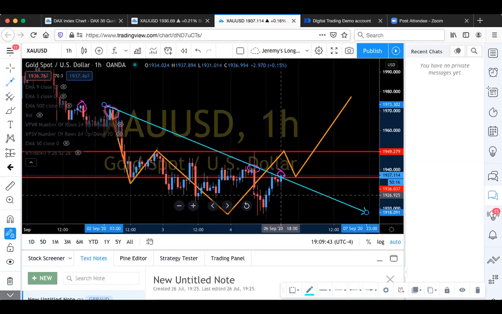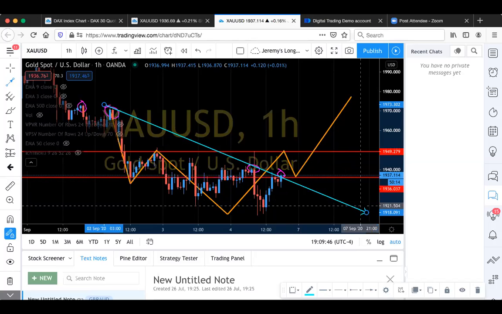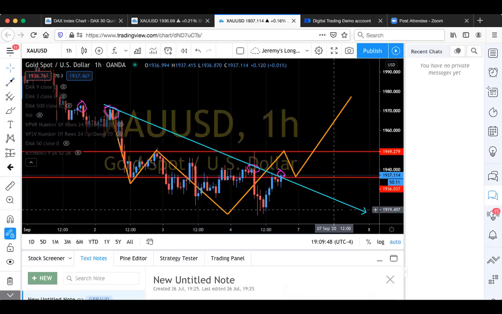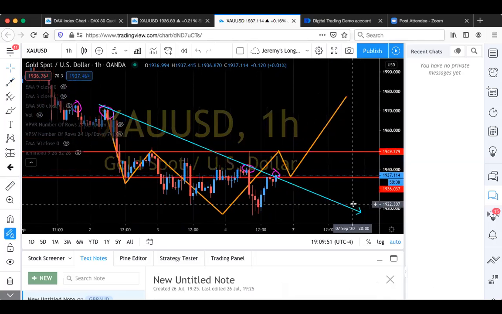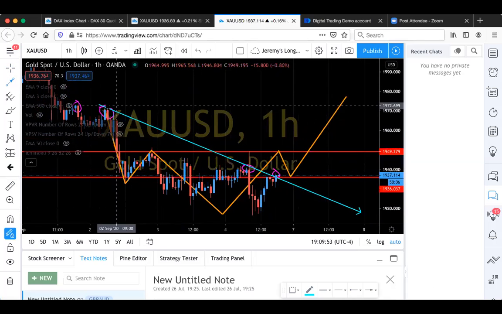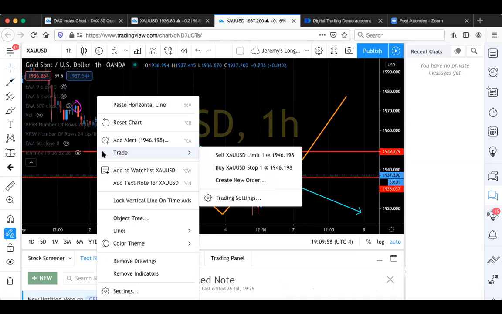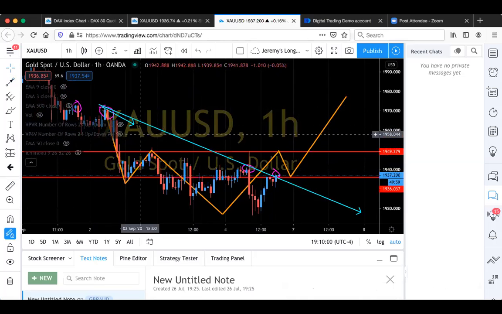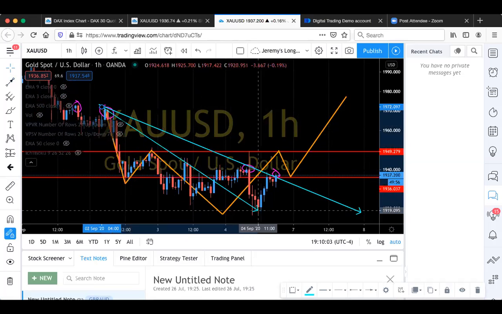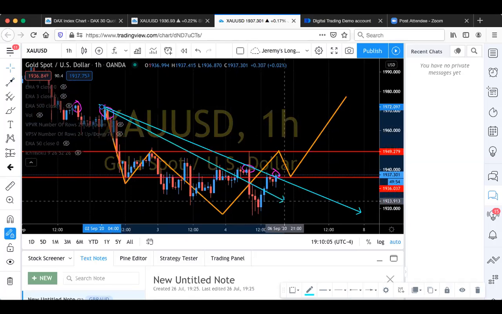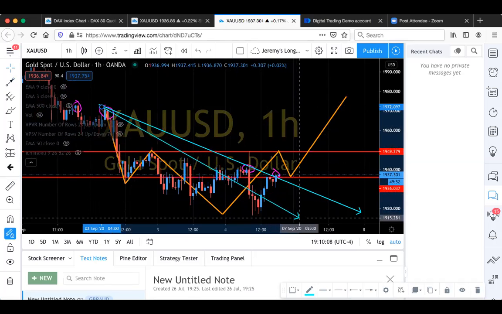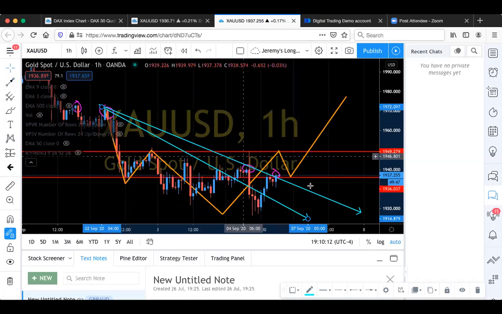If this area wasn't here, my trend line probably would have been right here. My trend line would have probably been here. That would have probably been my trend line right there. So it's still a downtrend. Still a downtrend. So yeah, these tools over here help you to draw over here.